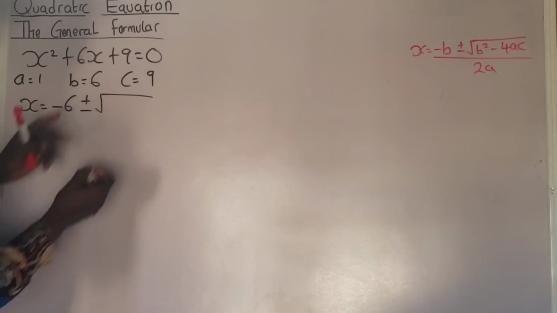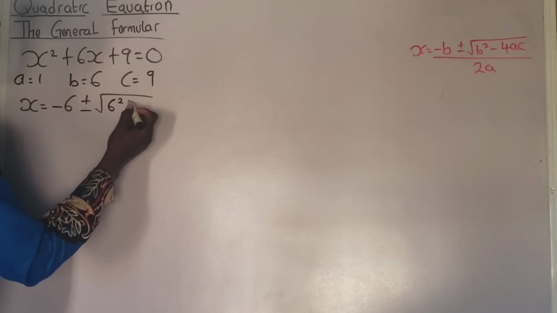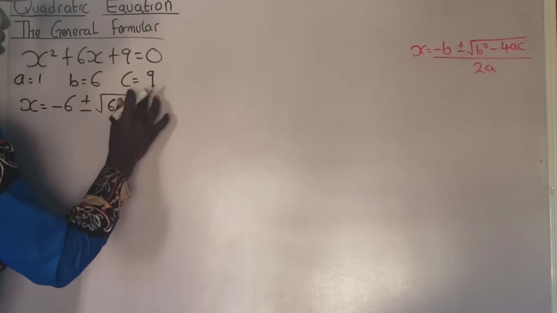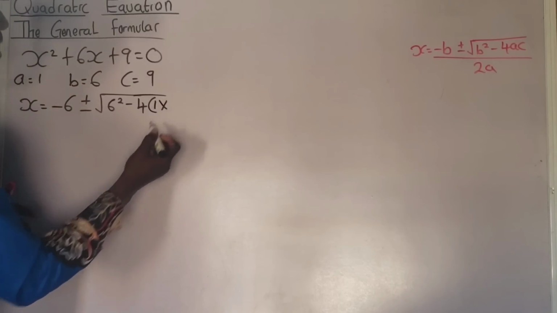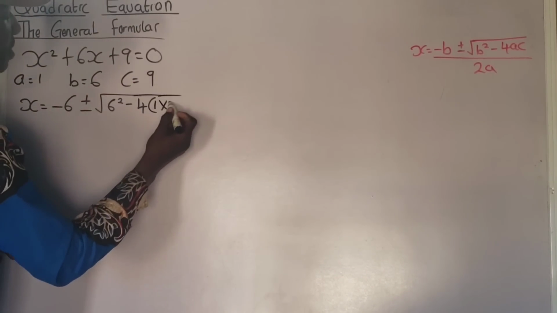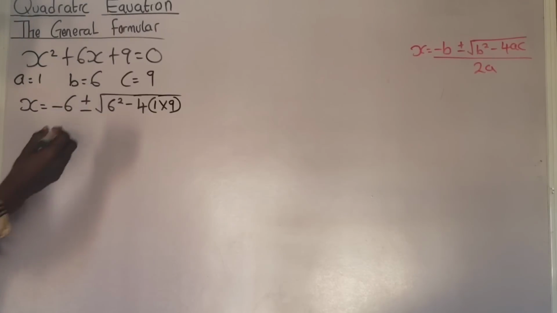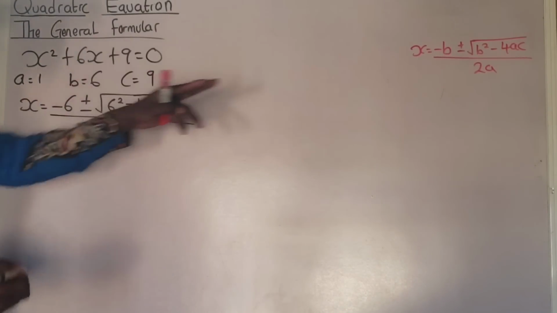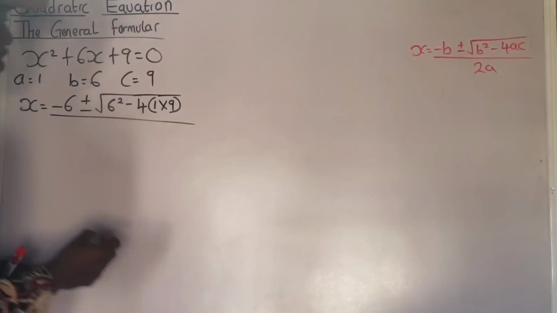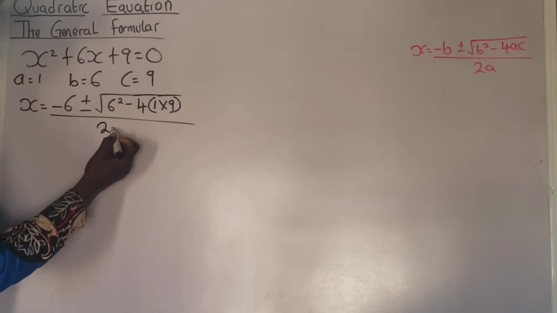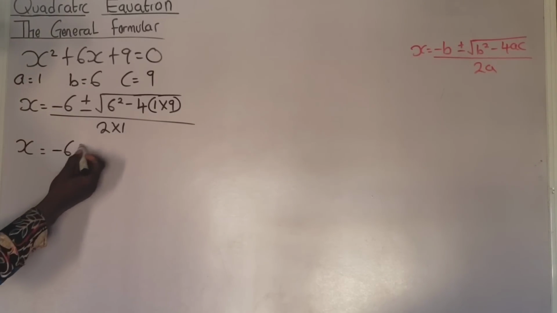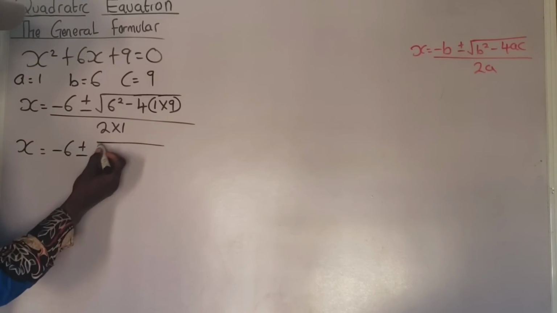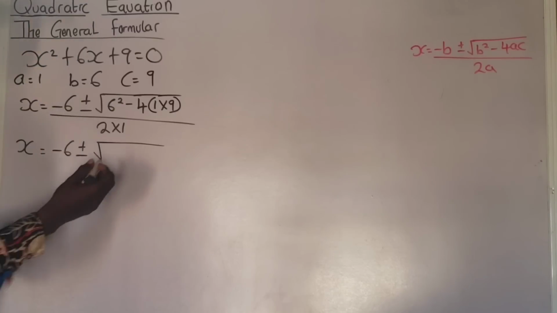B is also 6. So I'm going to have 6 squared minus 4ac. In this case, a is what? 1. So I'm going to have 1 multiplied by c. C is 9. So I'm going to have multiplied by 9. Do you understand? All over 2a. 2a is what? 2 multiplied by a. That is what? 2 multiplied by 1. Do you understand? Okay. X equals minus 6 plus or minus square root of, okay, 6 squared is what?